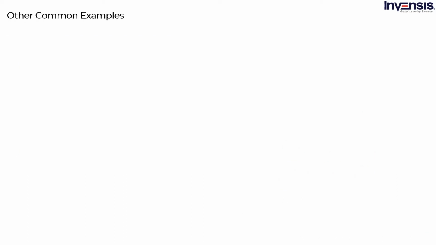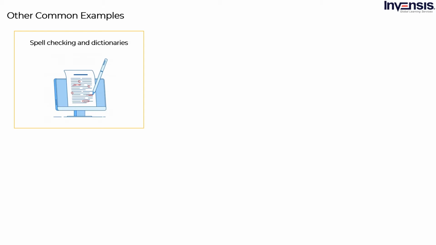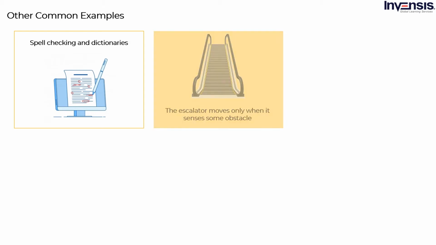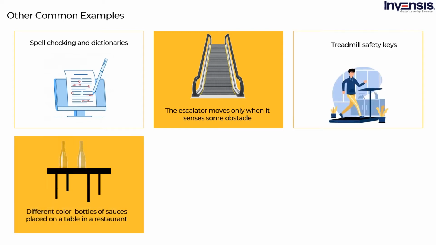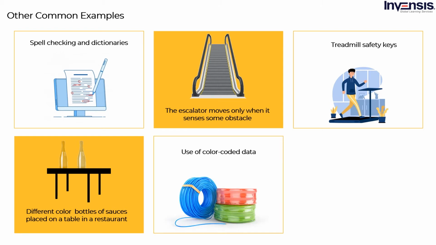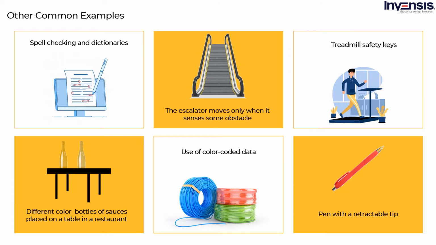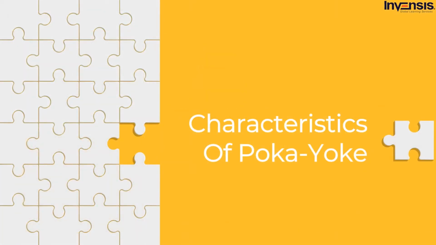The other common examples of Poka-Yoke are spell checking in dictionaries, an escalator that moves only when it senses no obstacle, treadmill safety keys, different colored bottles of sauces placed on a table in a restaurant, use of color-coded data labels to mark the production dates of products, and a pen with a retractable tip. Now, after seeing various Poka-Yoke examples, let us look into some of its characteristics.